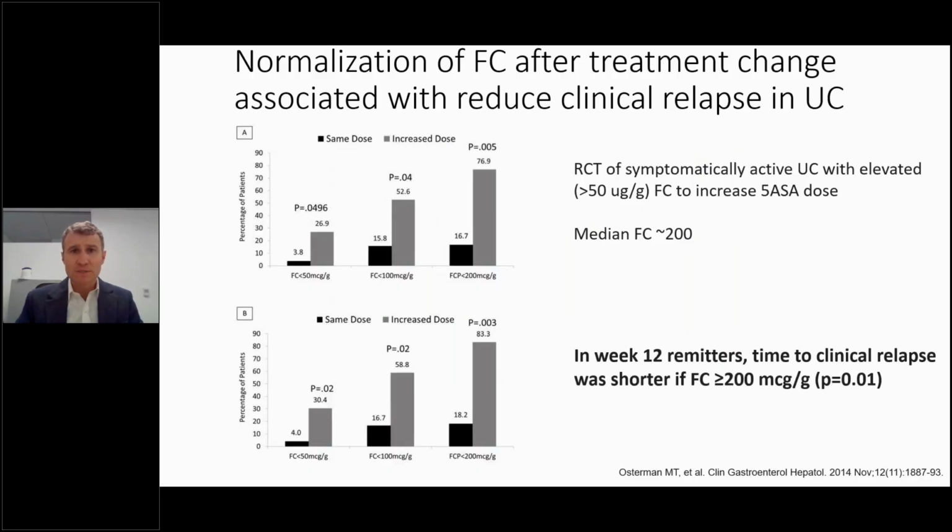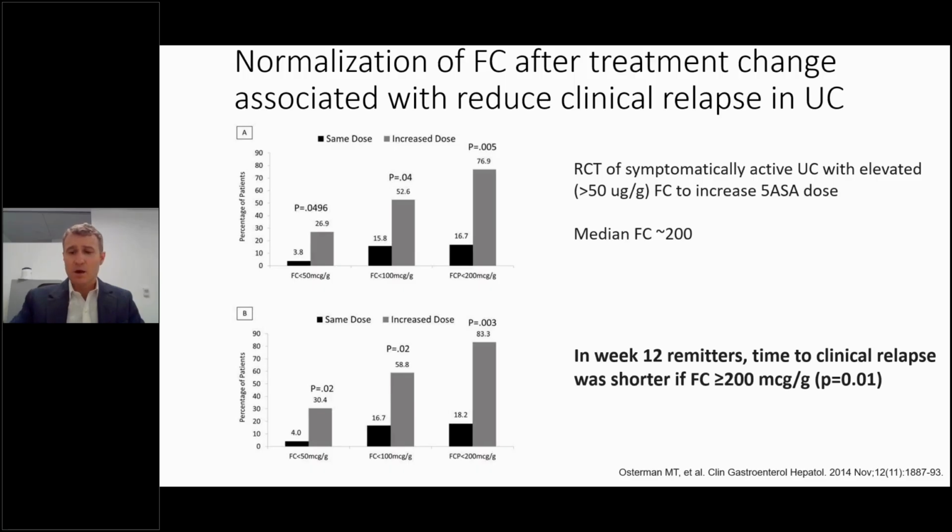Well, that was Crohn's disease. Ulcerative colitis has a similar story. This is data from a randomized trial looking at dose escalation or addition of mesalamine to individuals with ulcerative colitis with active disease. And they found essentially that individuals who normalized their fecal calprotectin had significantly lower likelihood of subsequent clinical relapse as compared to individuals who did not normalize their fecal calprotectin.